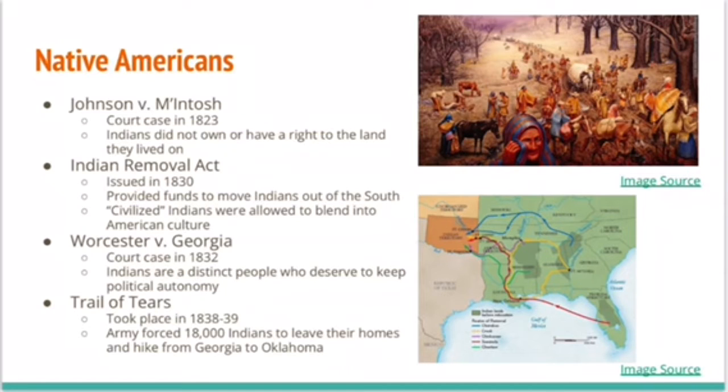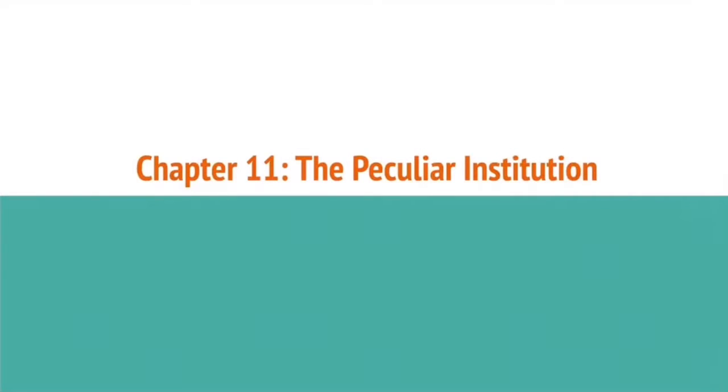However, this was overturned in the Worcester v. Georgia case many years later, which said that Indians are a distinct people who deserve to keep political autonomy. The Trail of Tears took place in 1838, and the Army forced 18,000 Indians to leave their homes and hike from Georgia to Oklahoma.